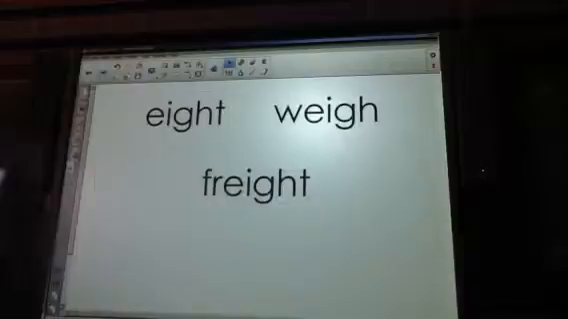E-I-G-H. How many letters is that? Four. It's a quadrigraph. Quad means four. So this is our quadrigraph. Did any of you know that the letters E, I, G, H can make the A sound?